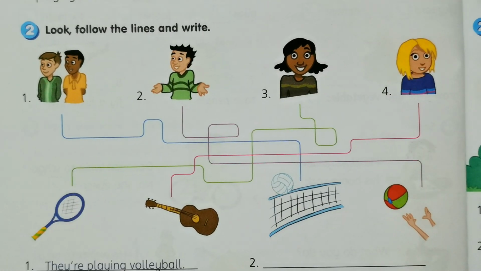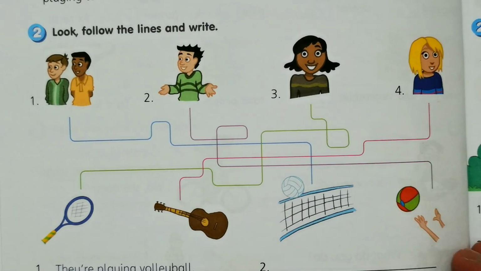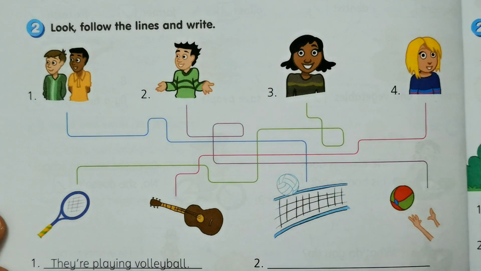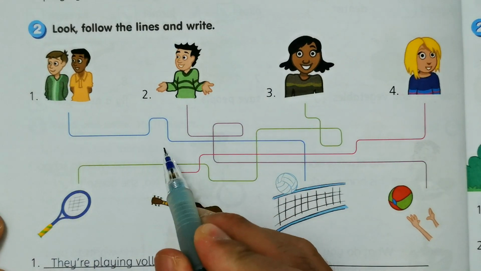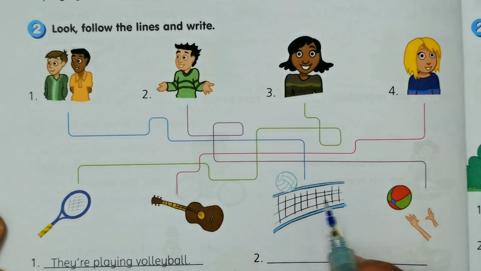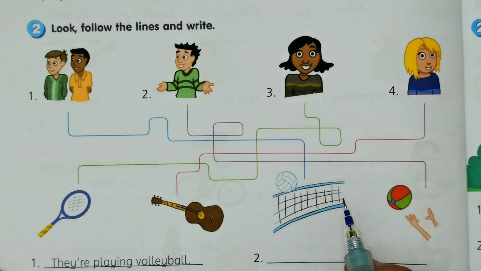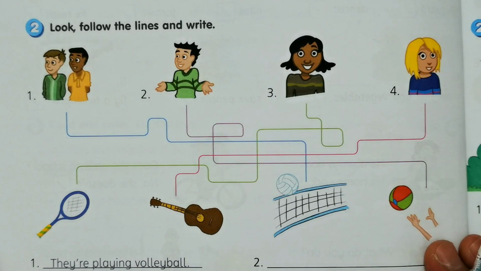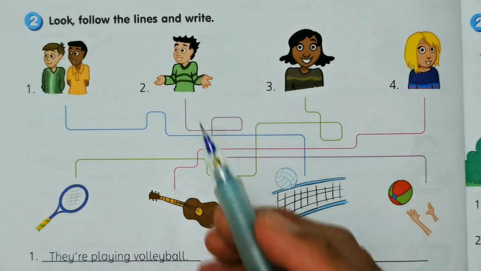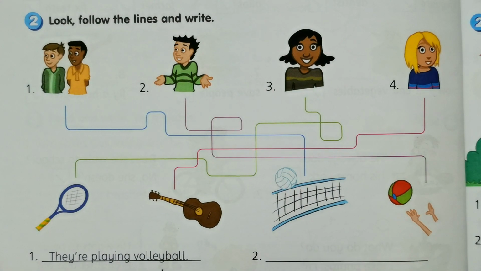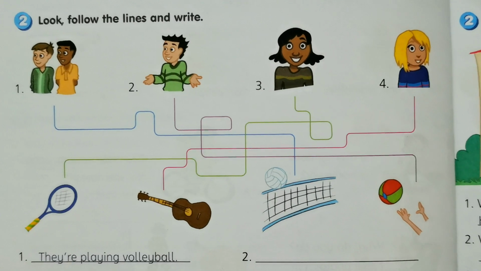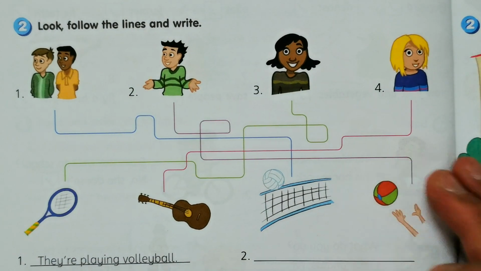So next we move on to activity 2. Look, follow the lines and write. So number 1, the route of the blue line is here. So we have this ball called volleyball. So there, because we have 2 persons here, they're playing volleyball, and then full stop.